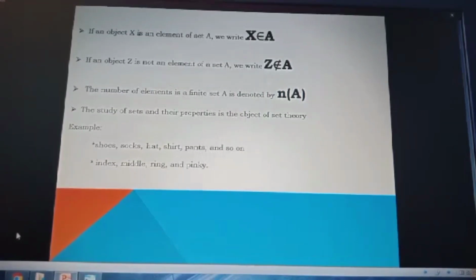For example, the items you wear: hat, shoes, socks, shirt, pants, and so on. This is known as a set. Another example is the types of fingers: index, middle, ring, and pinky. So it is just things grouped together with a certain property in common.